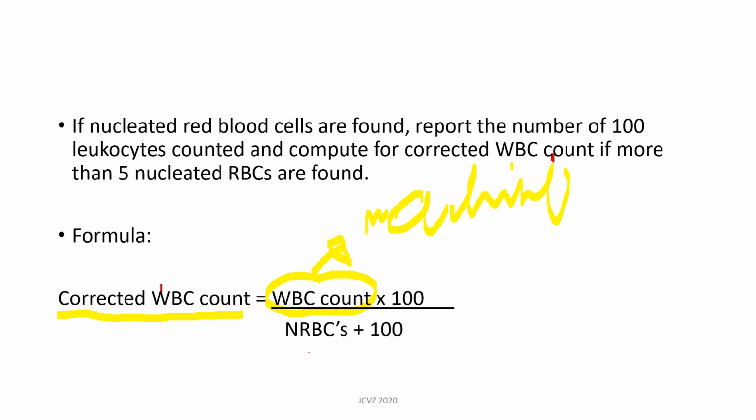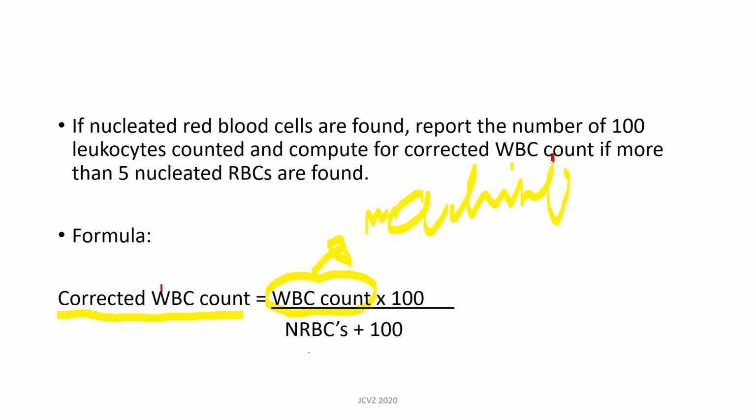NRBCs plus 100. The reason why we have to perform the corrected WBC count is that when we feed our sample into the hema analyzer, the machine recognizes your NRBCs as white blood cells. So there will be a false increase of your white blood cells. In order to correct that, to eliminate the number of NRBCs counted by your machine, we have to perform your corrected WBC count. So again, you have your WBC count from the machine, multiply by 100, and divide the result by the total number of your NRBCs plus 100.